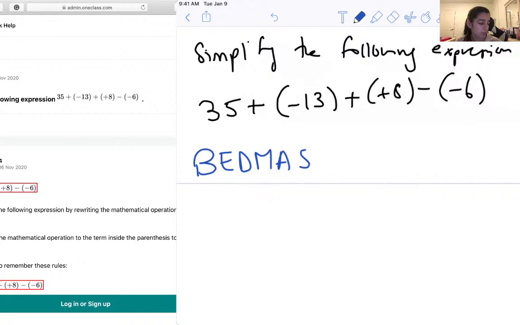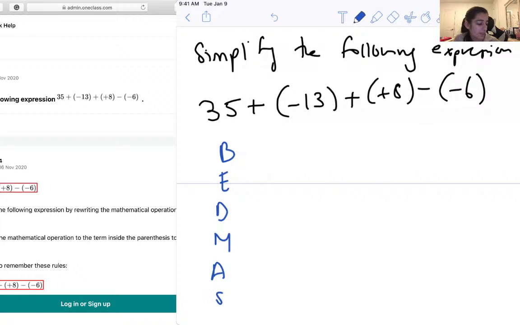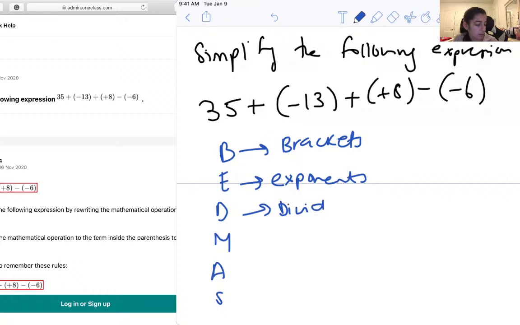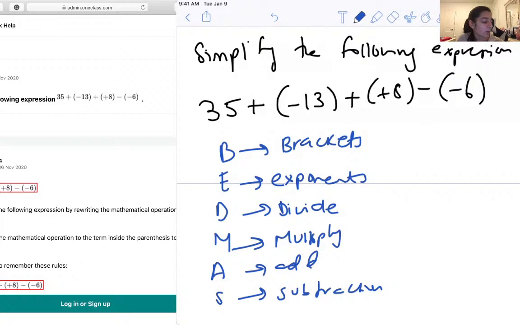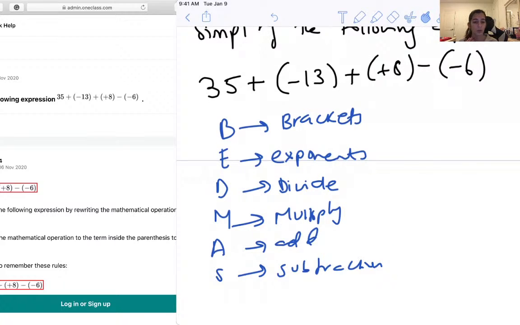BEDMAS. Actually, I'll write it like this. B stands for brackets, so brackets come first. E stands for exponents, they come second. D stands for division or divide. M stands for multiplication. A stands for addition, and S stands for subtraction. Those are the order of operations that we're going to perform.